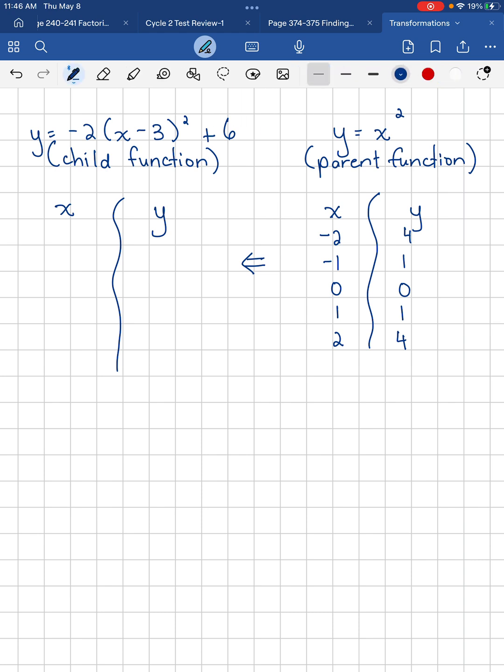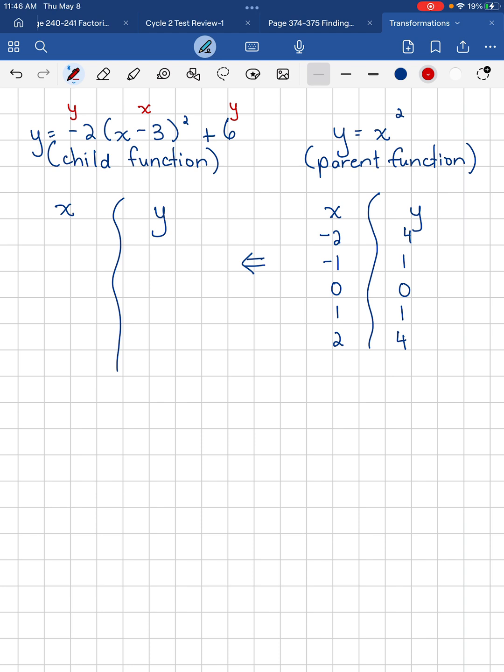Now, we need to figure out what's being affected. This is what I call the x sandwich. X is in the middle and y is like the bread. It's on the outside, always. So anything that's inside the bracket will affect the x's. Anything that's outside the bracket will affect the y's. But now you need to know how. So let's start with the x's since it's in the middle. You don't have to, but that's what I like to do.